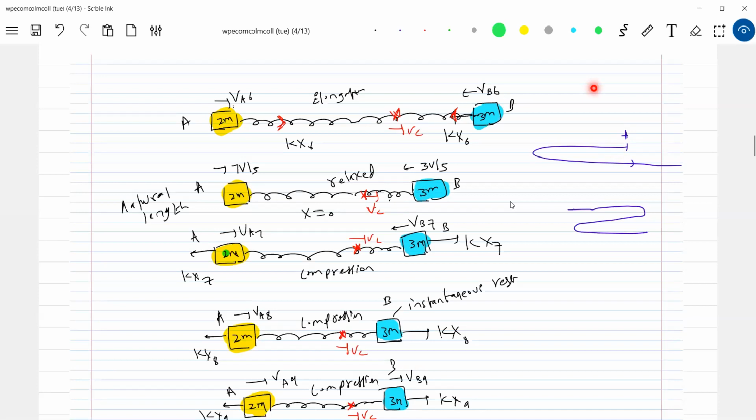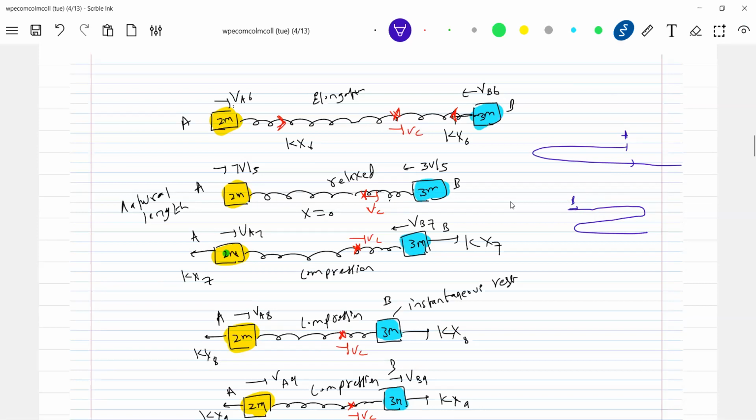In center of mass frame, both will move away. Then again, both will approach center of mass. With respect to center of mass, what happens? First, initially, both will move away. Then they'll come to rest. Then again, they'll approach. Okay, this is the path of B.